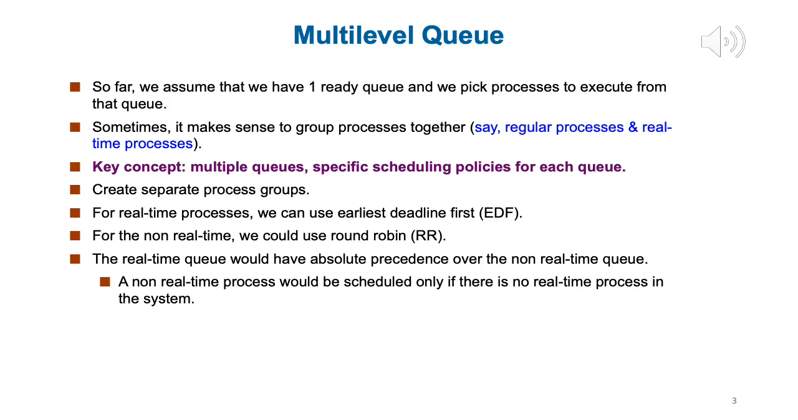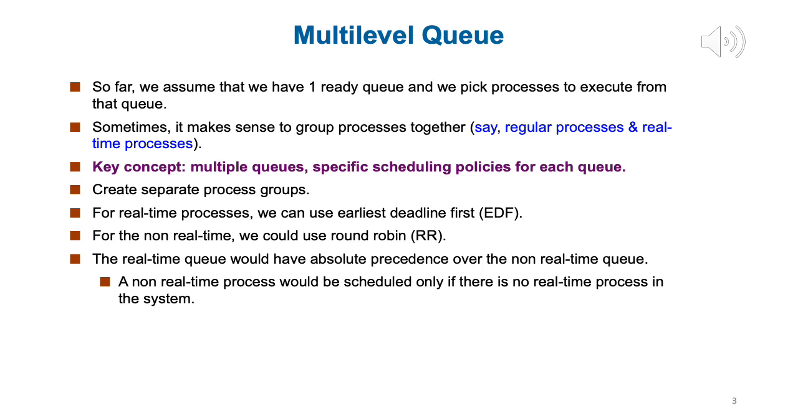So note that executing quickly or as quickly as possible is not necessarily the same as meeting deadlines, because in real time you can actually delay the execution of a process if you can still guarantee that the deadline will be met. Okay. So what we are saying here is that because of their characteristics, it makes sense to group processes together.